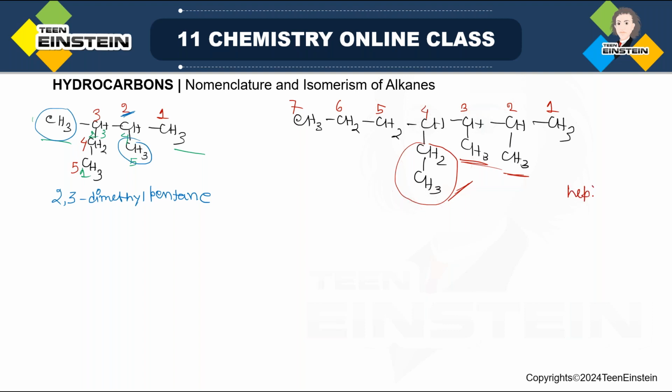That is okay. But what will be the substituents? Ethyl and methyl. Now E will come first before methyl. So that is why you have to start with 4-ethyl, then we have 2,3-dimethyl, and then heptane. Okay.